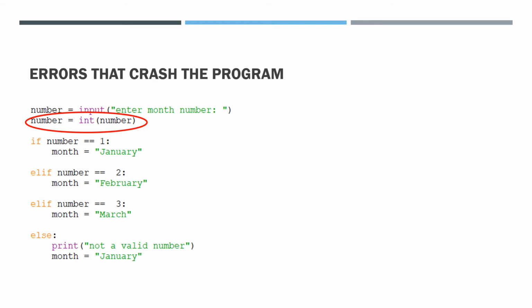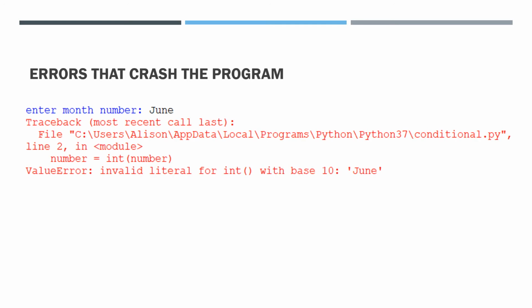But if the user enters a value which the computer can't convert into an integer, that can make our program crash. So let's have a look at an example. Here the user has misread the instructions, and instead of entering the month number, they've entered the month name, June. Let's see what happens when they press enter.